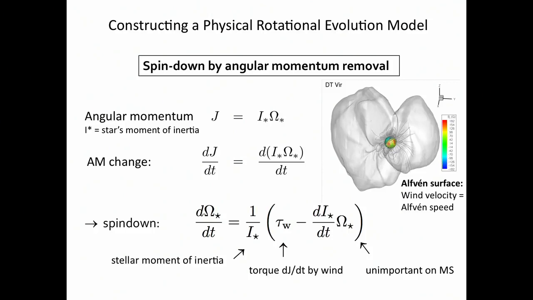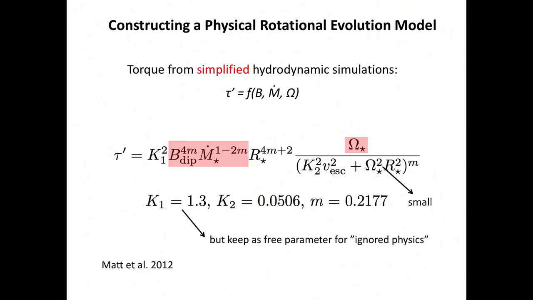This is what the torque formula by Matt and colleagues is. You see torque, actually, they found this in computer simulations, scales with the magnetic field, with the mass loss rate, and with the rotation rate. We just take that over. Don't look at all the other little constants and terms. Good. Now we need to check with observations.